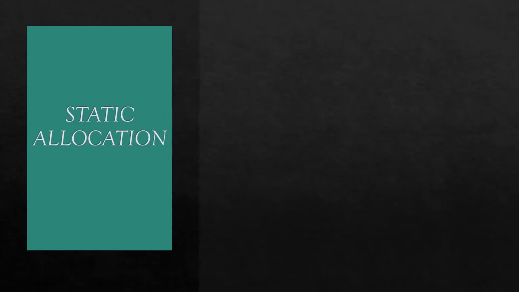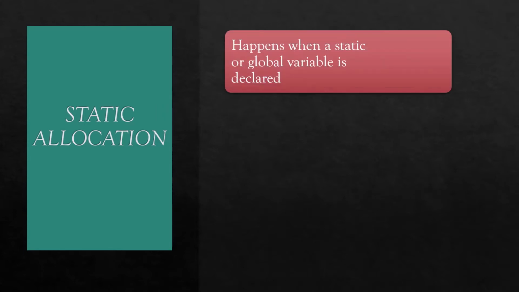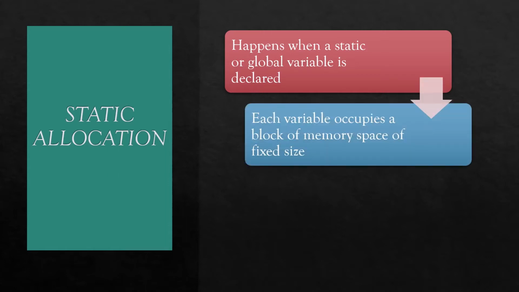So what is static allocation? Static allocation happens when a static or a global variable is declared. Important to note that static allocation happens only once at the start of the program. And so each variable, that is each static or global variable, occupies a block of memory space of fixed size. Second important point to note is that this size needs to be determined before the program begins execution. Also, it cannot be changed during program execution.